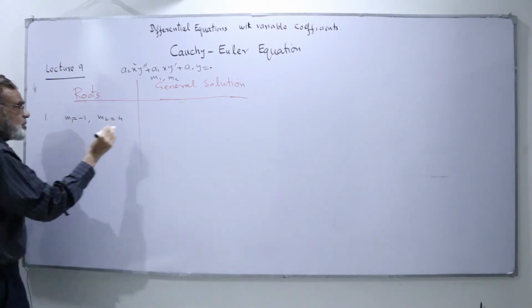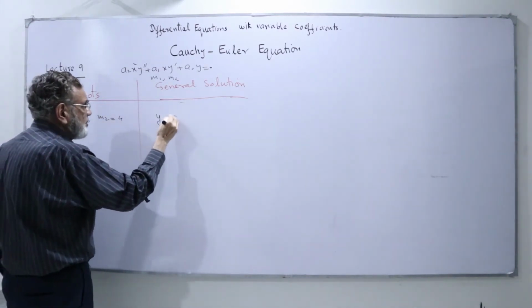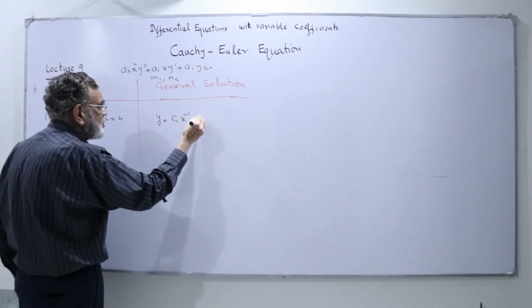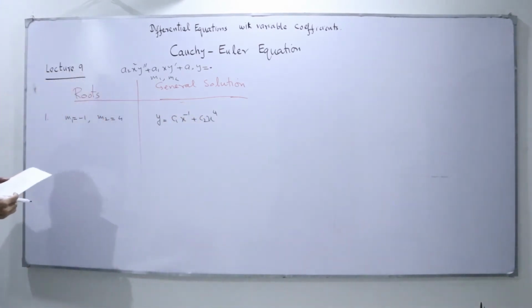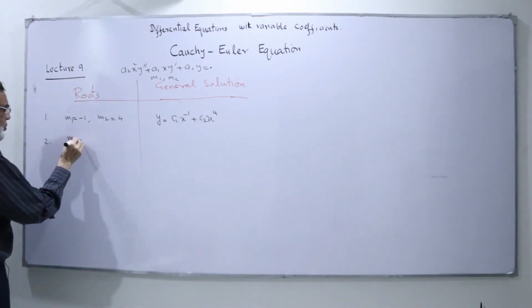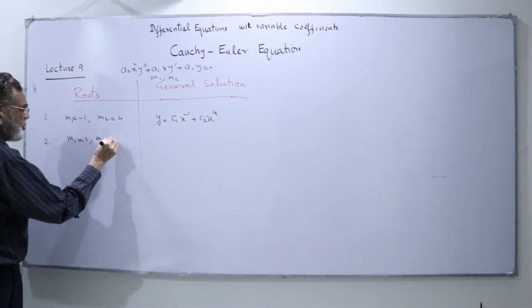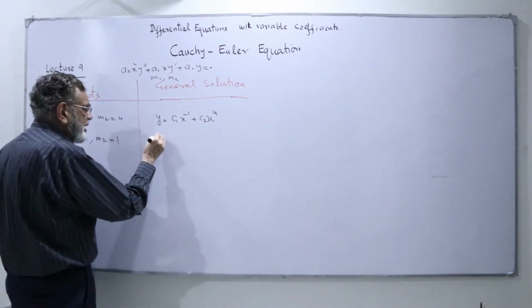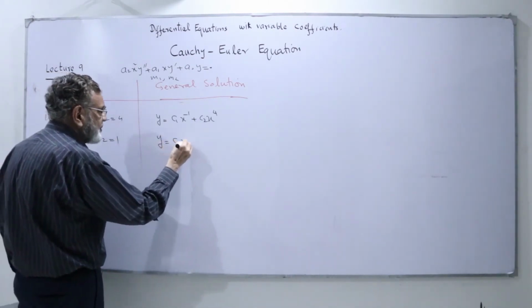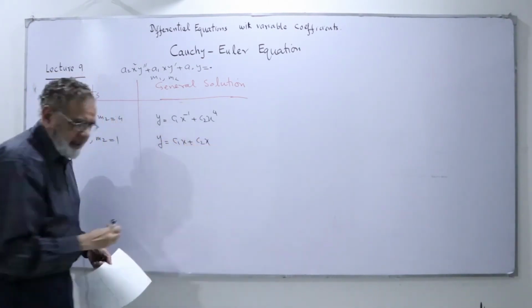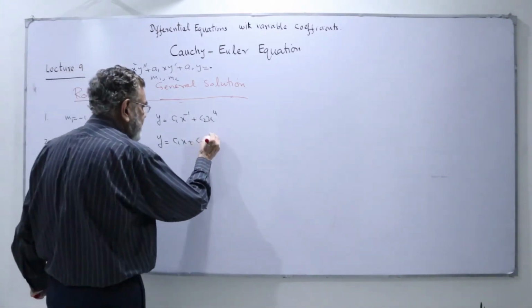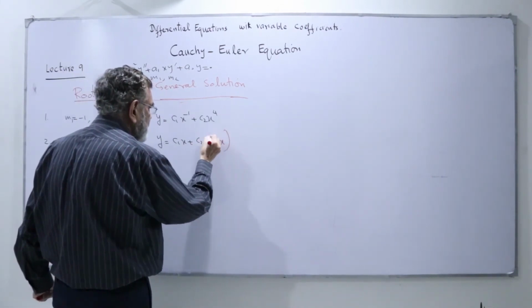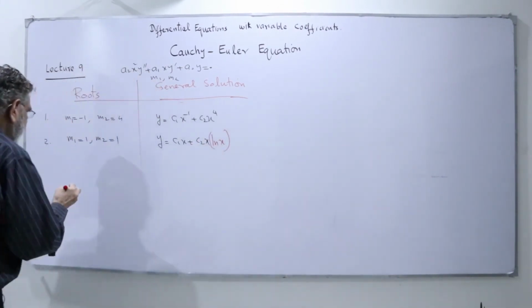So I want to write my general solution. My general solution will be y equal to c1 x to the power m1 plus c2 x to the power m2. Now if I'm having the case that m1 is equal to 1 and m2 is equal to 1, roots are repeating, then we are having y is equal to c1 x plus c2 x, and then we multiply by the factor because the root is repeating, and the factor is ln of x.